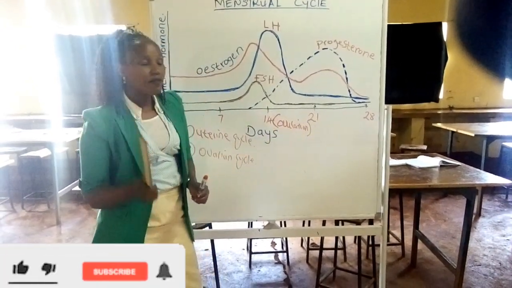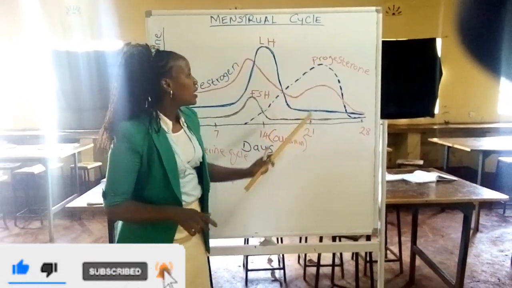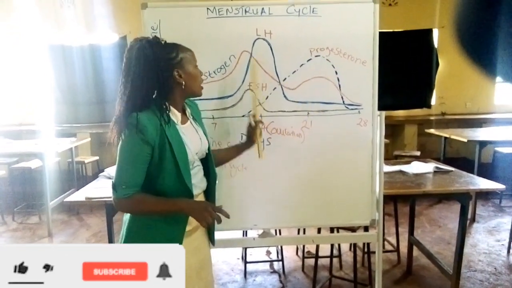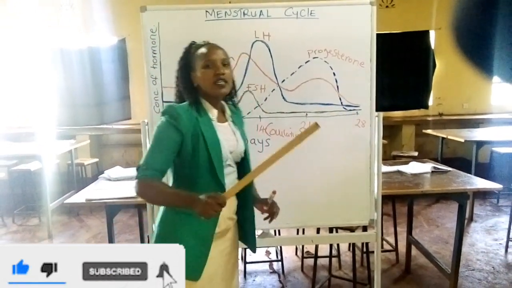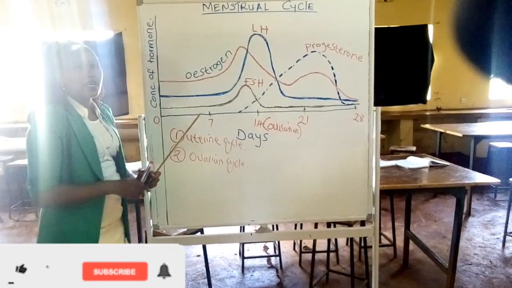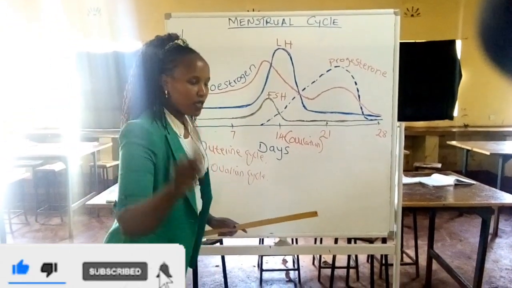But in the event that fertilization does not take place, then the level of progesterone and that of estrogen will start leveling down, and then it will mark the end of the cycle and again the beginning of another cycle.